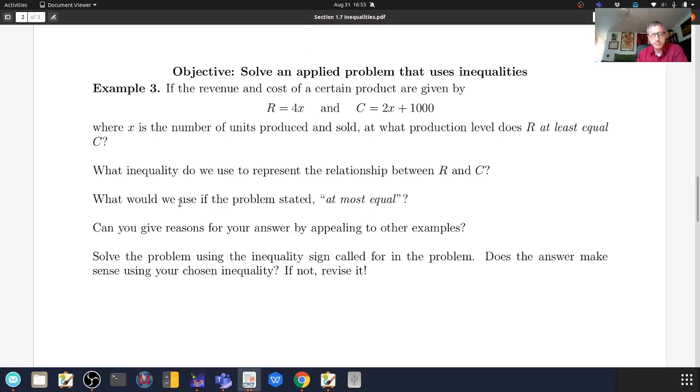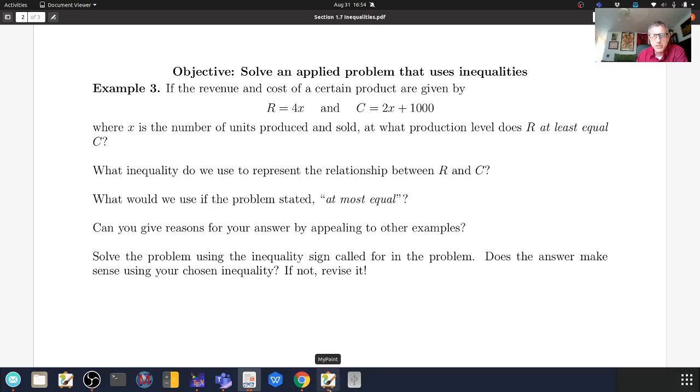So often, here are just some things to think about. When you're given applied problems, in some cases, it's not so easy to figure out the direction of the inequality between the two expressions. So one of the ways that I always do it is, okay, make your best guess. Solve the problem using the inequality sign called for in the problem. If you're not for sure about that, well, just make a guess. And then look at your answer. Does your answer make sense using your given inequality?